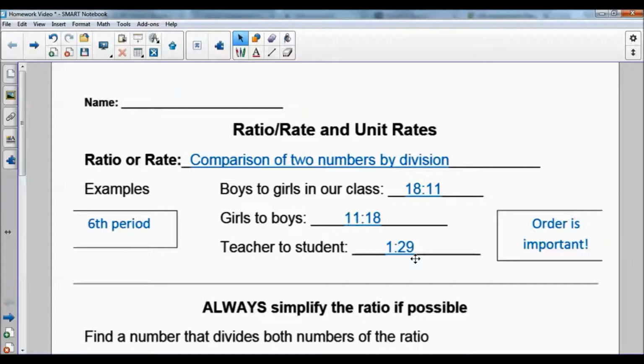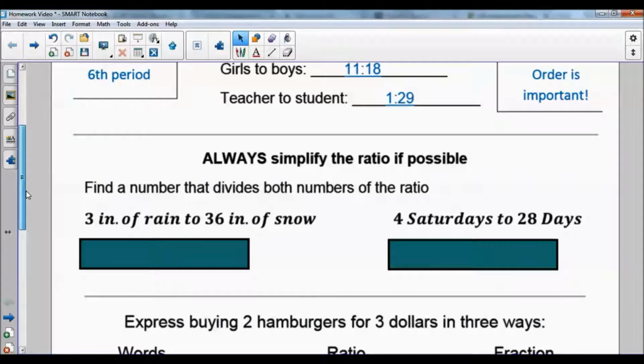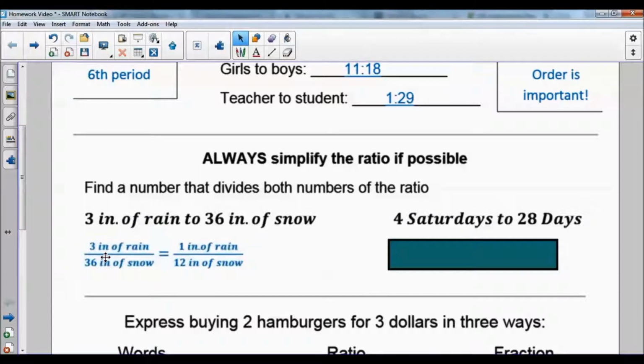Okay, so next we're going to talk about simplifying our ratios, and we did this in our fraction decimal percent unit. All we have to do is think of it like a fraction, alright? So you're going to divide. So here I have 3 inches of rain over 36 inches of snow. And then we want to find something that divides both of them. Well, they're both divisible by 3, right? So we divide the top and the bottom by 3. So 3 divided by 3 gives us 1 inch of rain. 36 divided by 3 gives us 12. So if we have 3 inches of rain to 36 inches of snow, that means we also have 1 inch of rain to 12 inches of snow in a simplified ratio.